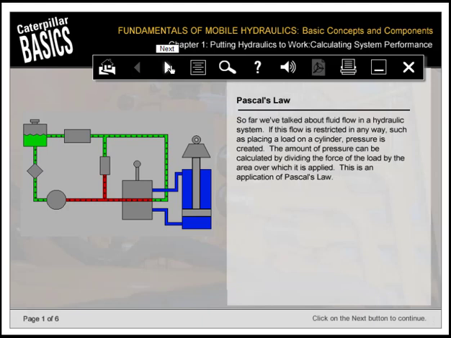So far, we've talked about fluid flow in a hydraulic system. If this flow is restricted in any way, such as placing a load on a cylinder, pressure is created. The amount of pressure can be calculated by dividing the force of the load by the area over which it's applied. This is an application of Pascal's law.